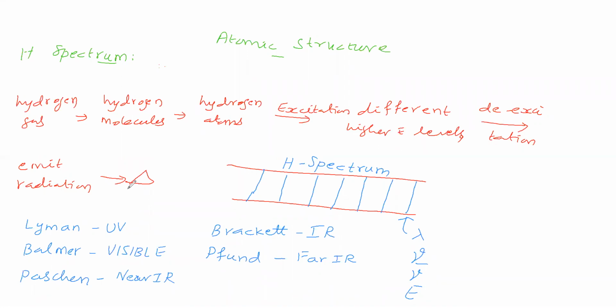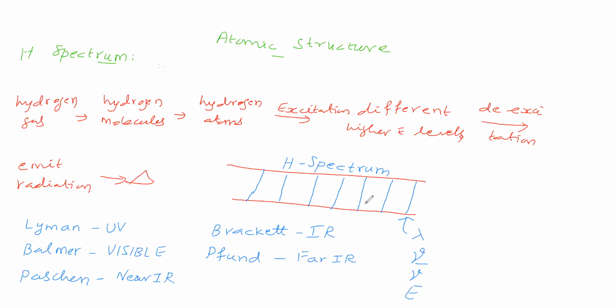That radiation we pass through a prism. The prism will disperse the radiation. Due to dispersion we get a spectrum. That spectrum is called the hydrogen spectrum. Okay. Now the hydrogen spectrum contains spectral lines.